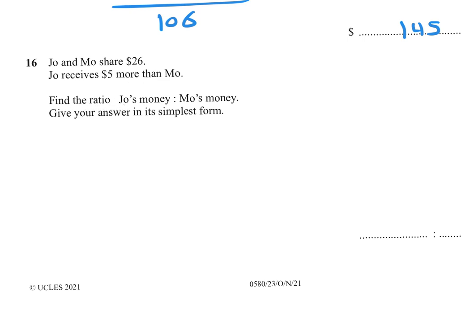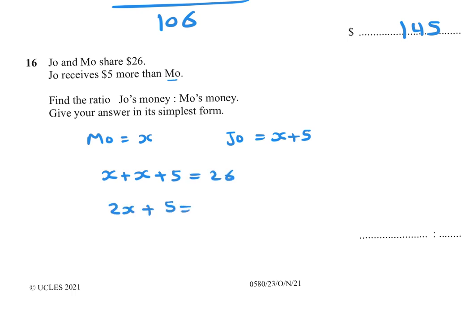Number 16. Joe and Mo share $26, and Joe receives $5 more than Mo. Find the ratio of Joe's money to Mo's money. Give your answer in the simplest form. So we can consider the share of Mo as X. So for Joe, X plus 5, because 5 more. Their sum is 26, so X plus X plus 5 equals 26, that is 2X plus 5 equals 26.